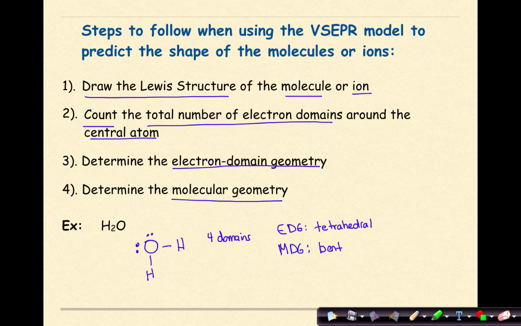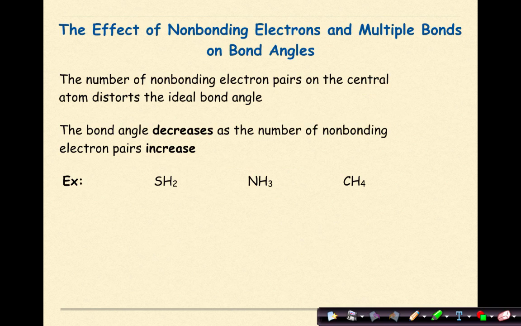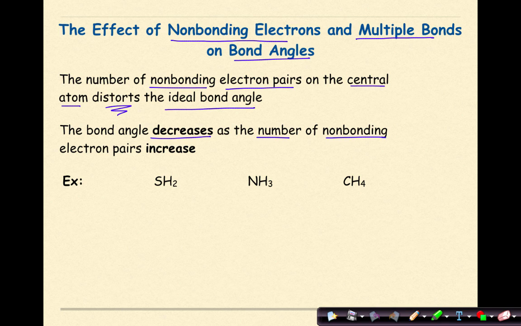So again, the electron domain geometry takes into account both the bonding and non-bonding pairs, while the molecular geometry only takes into account the bonding electron pairs. The effect of non-bonding electrons and multiple bonds on bond angles: the number of non-bonding electron pairs on the central atom distorts the ideal bond angle. The bond angle decreases as the number of non-bonding electron pairs increases.